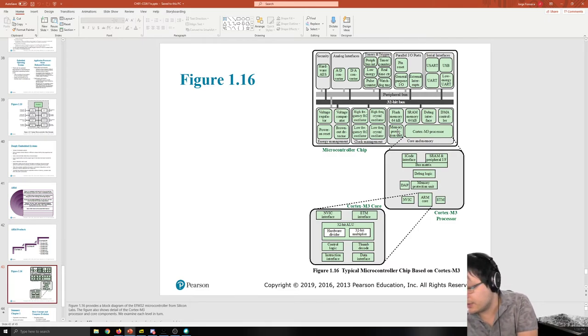Here, I had a little list of reasons why you want embedded systems, what you want to optimize them for: cost, energy, code size, execution time, weight, and dimensions.